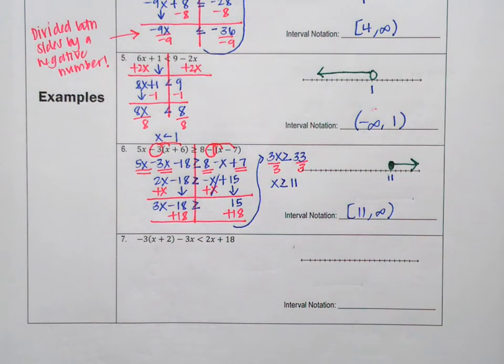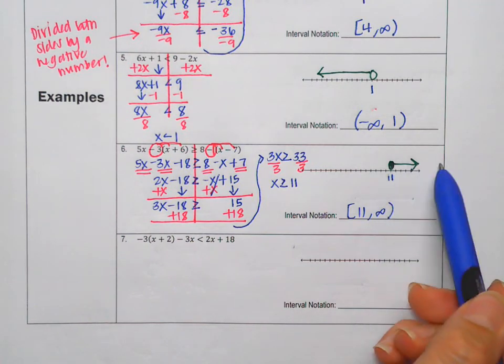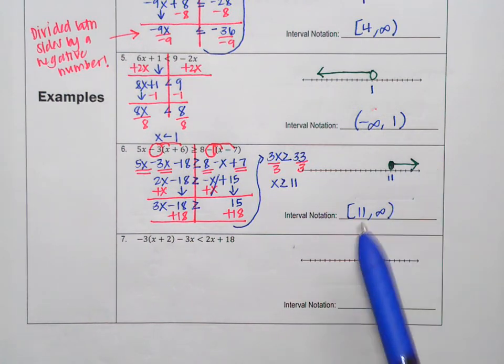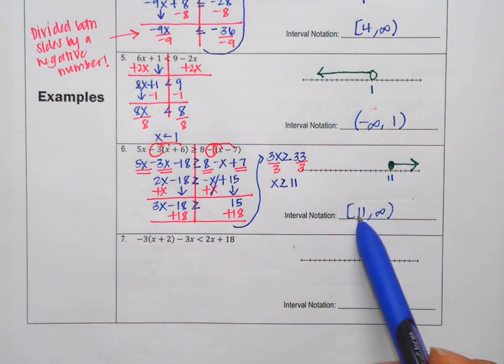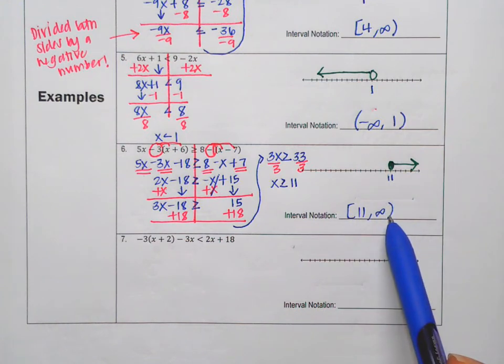Okay. So it was greater than or equal to, so it was a closed circle when I graphed it, going in the positive direction because of the greater than. It's a bracket because it's closed, 11 to positive infinity, always a parentheses on infinity.